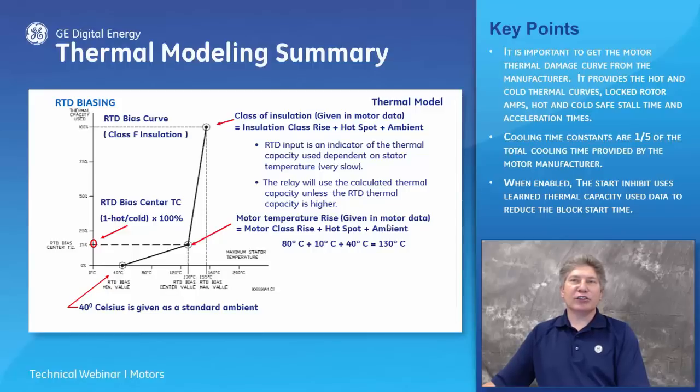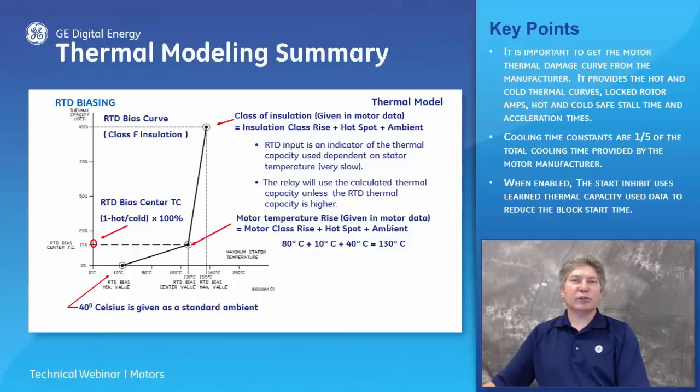The RTD biasing provides additional protection when errors have been introduced, such as when the cooling has been lost, or incorrect selection of the overload, or the ambient temperature is unusually high. It should be noted that the RTD biasing feature alone cannot create a trip.